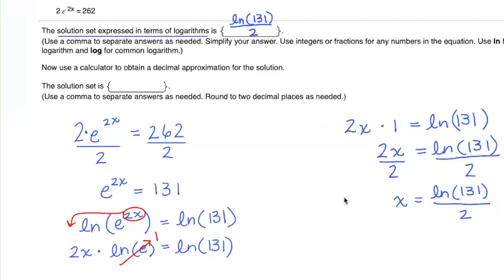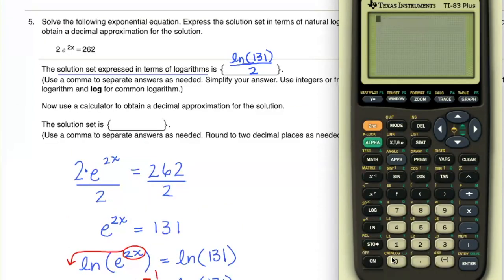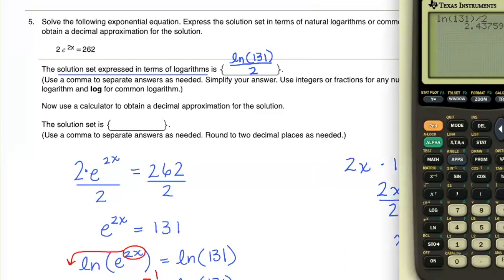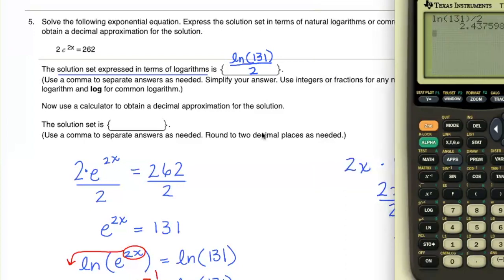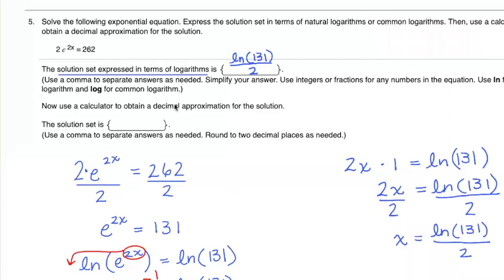Then we're asked to use the calculator to get the decimal approximation. I'm going to be sure to use my ln key, my natural log key. And this time you'll see that MyMathLab does ask for 2 decimal places as needed. So I'm going to round this to 2.4. You look to the next place past the 3, it's a 7, so you round up. So my answer will be 2.44.